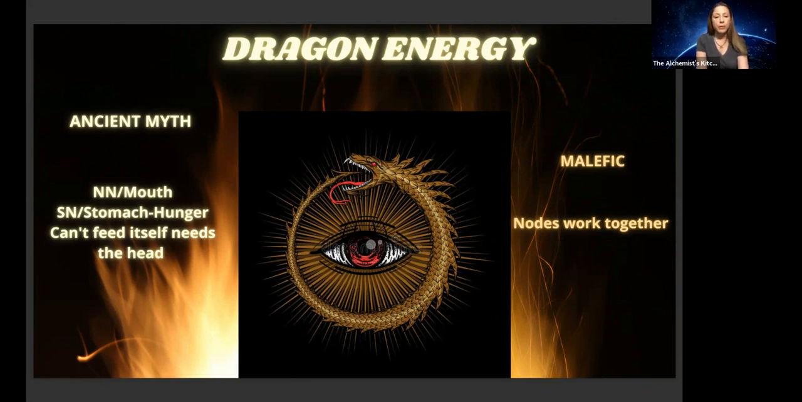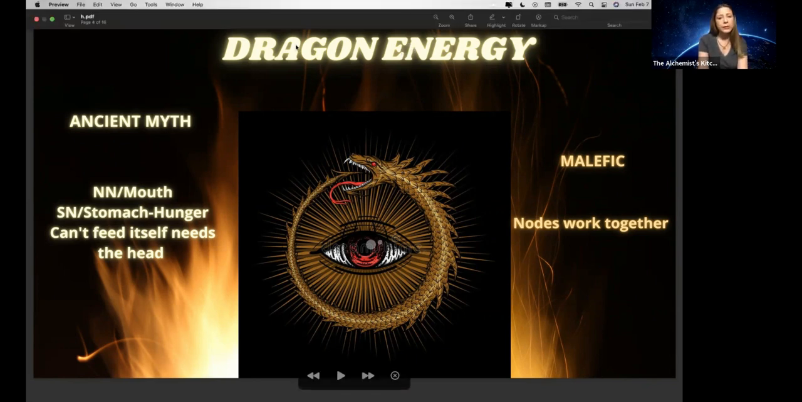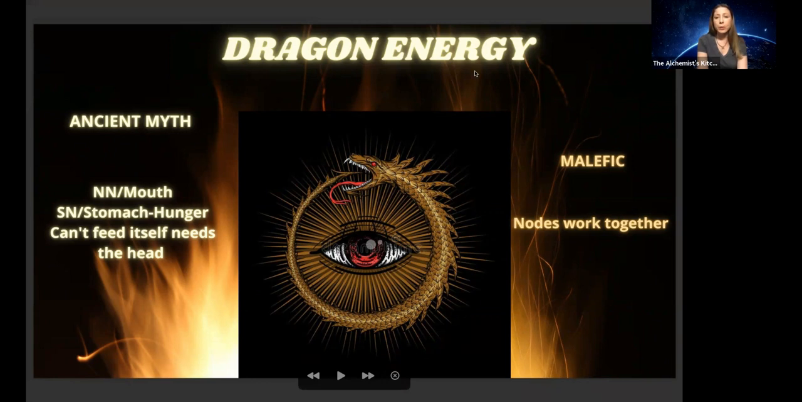But if the south node, if the tail doesn't know that it needs the north node, then it's literally pushing that stone up the mountain, and it just keeps falling. And so it's like this cycle that doesn't work. So inevitably, the nodes are here to work together. But sometimes, a lot of times, that's not something that we are aware of.